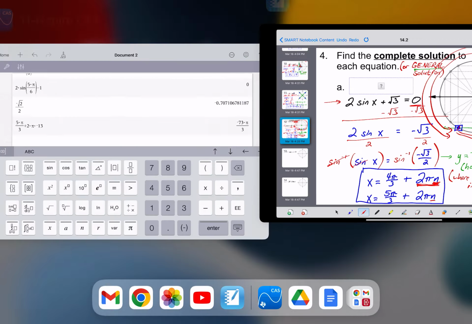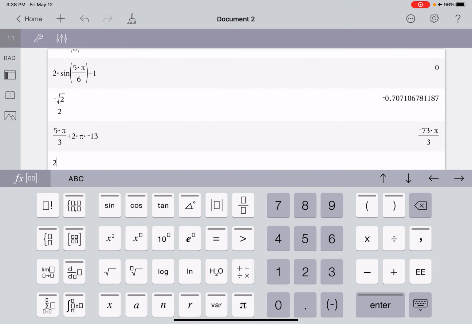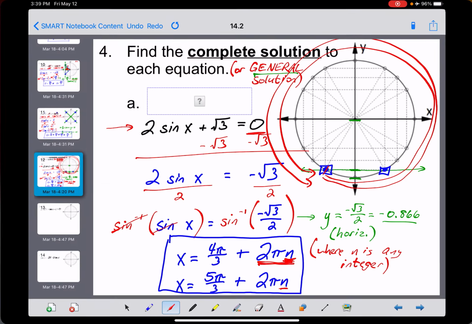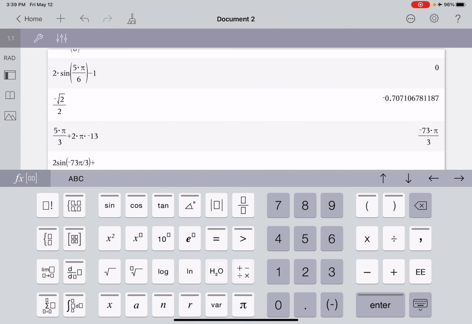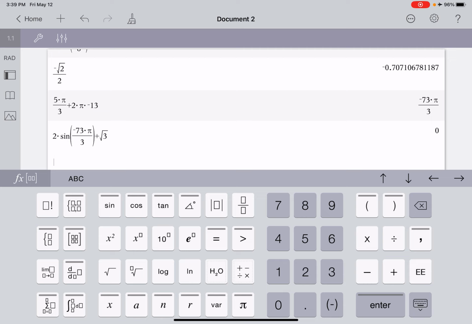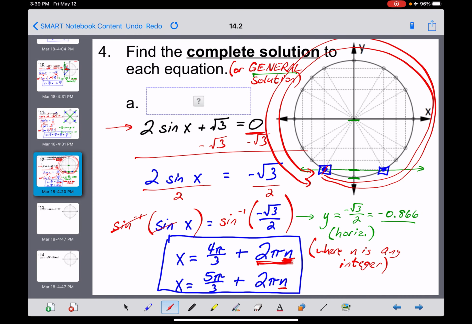So 2 sine of x plus root 3. All right, guys, this is going to be 2 times the sine of, and the angle we just came up with was negative 73 pi divided by 3. So, okay, that is 2 sine of x, and then there should be a plus root 3 at the end of all that. So plus the square root of 3, and if we've done this right, we should end up with 0. And we did. So I certainly wouldn't have thought of it that way, but negative 73 pi over 3 is a solution to this equation because I put it back into the original equation and got a true statement. It did give me 0 on the left-hand side.